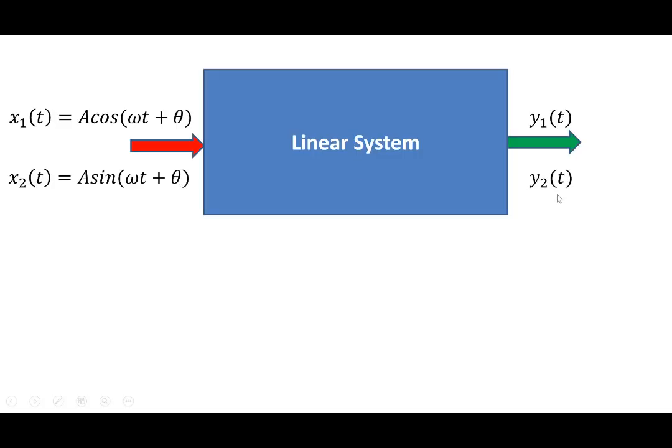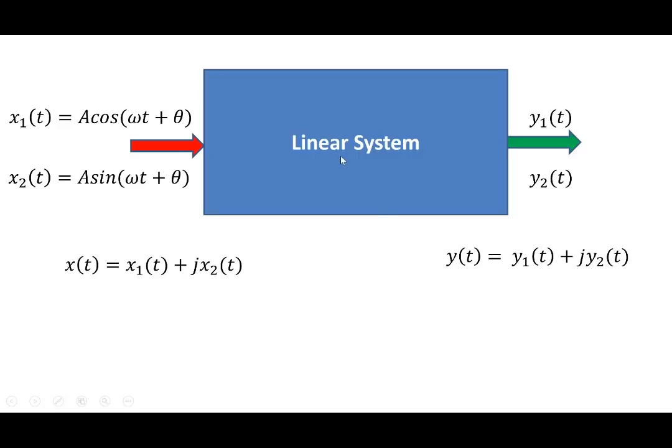Let's say the response is y2(t). Now note that it's a linear system, right? So suppose you know y1 and y2, and suppose you now apply x(t) equal to x1(t) plus j times x2(t), where j is a constant. What is the output going to be? Well, the output is going to be y1(t) plus j times y2(t).